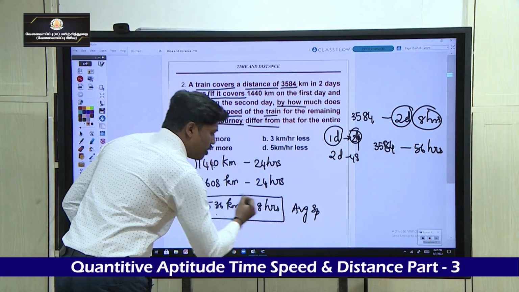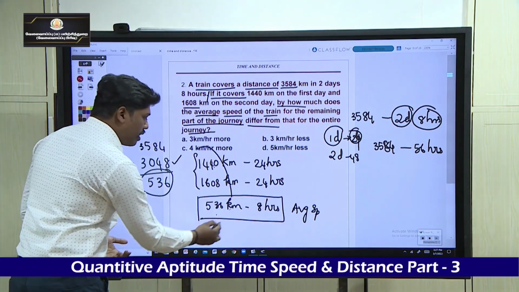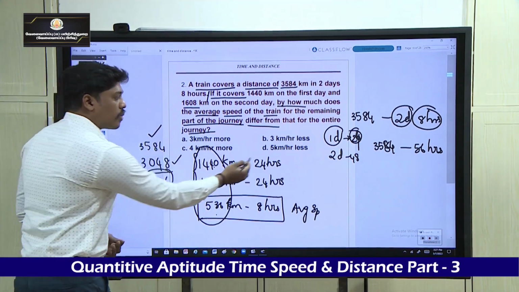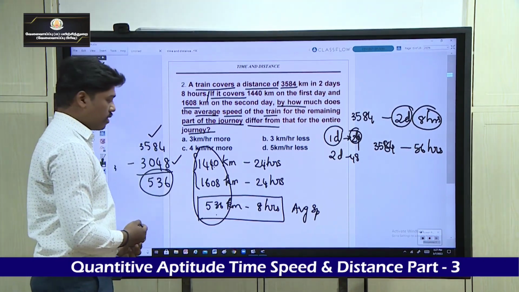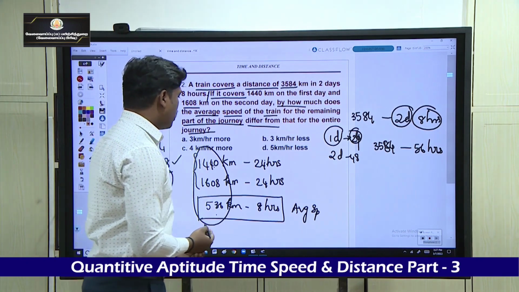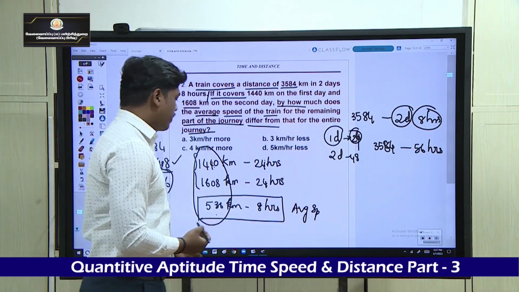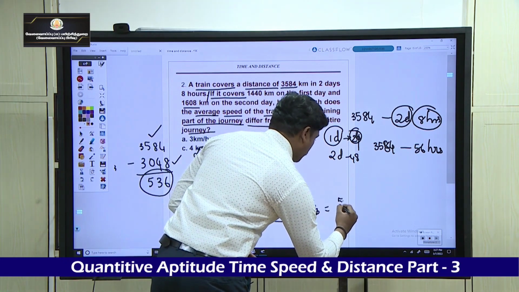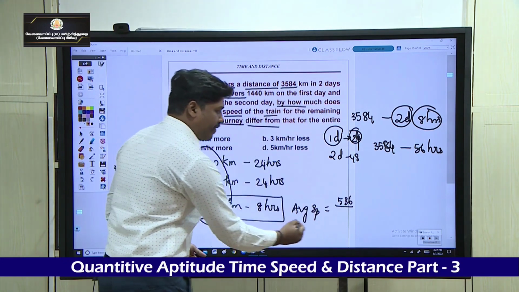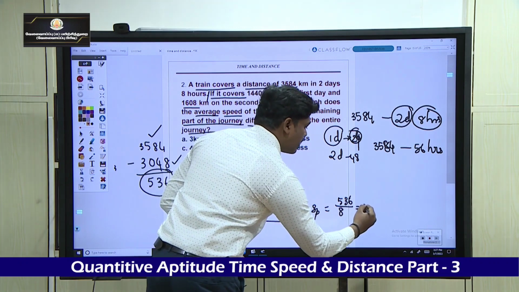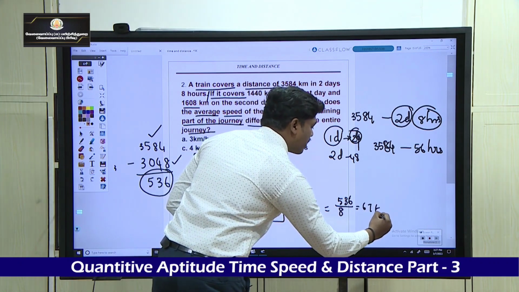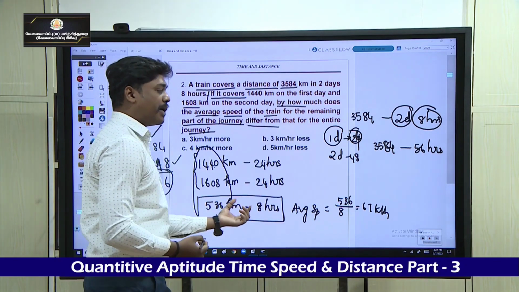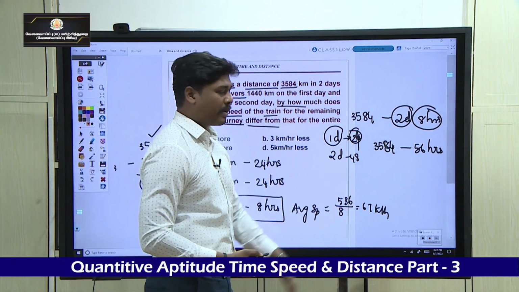So it's like this: the total 3,584 he would cover in 2 days 8 hours. Okay. So now look here, we have to find the average speed. So 536 divided by these 8 hours, you will be getting 67 kilometer per hour. The remaining journey is covered at a speed of 67 kilometer per hour.